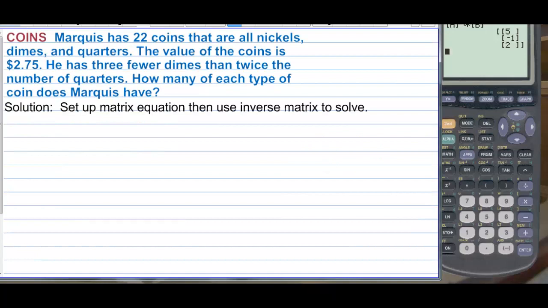Marquise has 22 coins that are all nickels, dimes, and quarters. The value of the coins is $2.75. He has 3 fewer dimes than twice the number of quarters. How many of each type of coin does Marquise have?